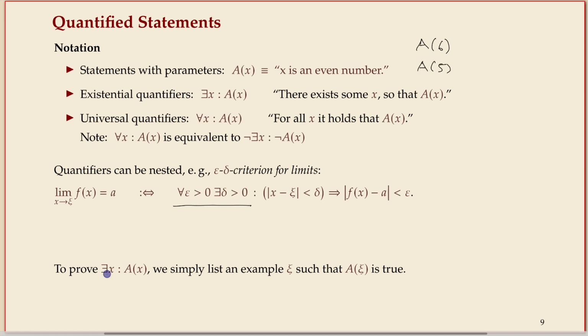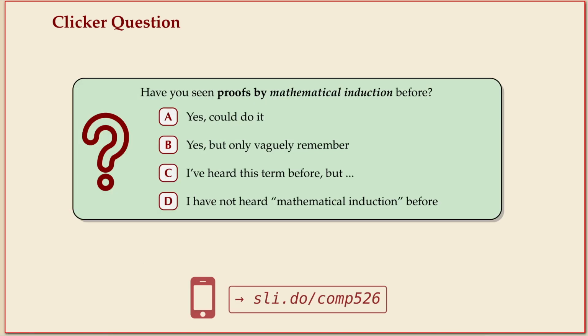How can you prove quantified statements? For the existential, it's very simple. If you want to prove exists x so that a of x is true, you find some value, some concrete value, and I use xi here again, where this is true. So these are not too hard. You just find an example. For all statements, a few more options exist. And let's see if you've done this before.